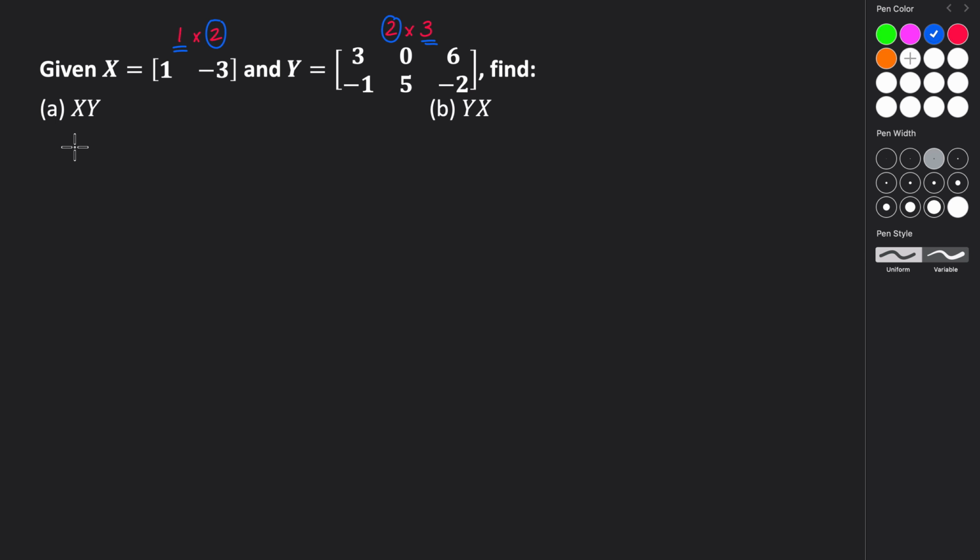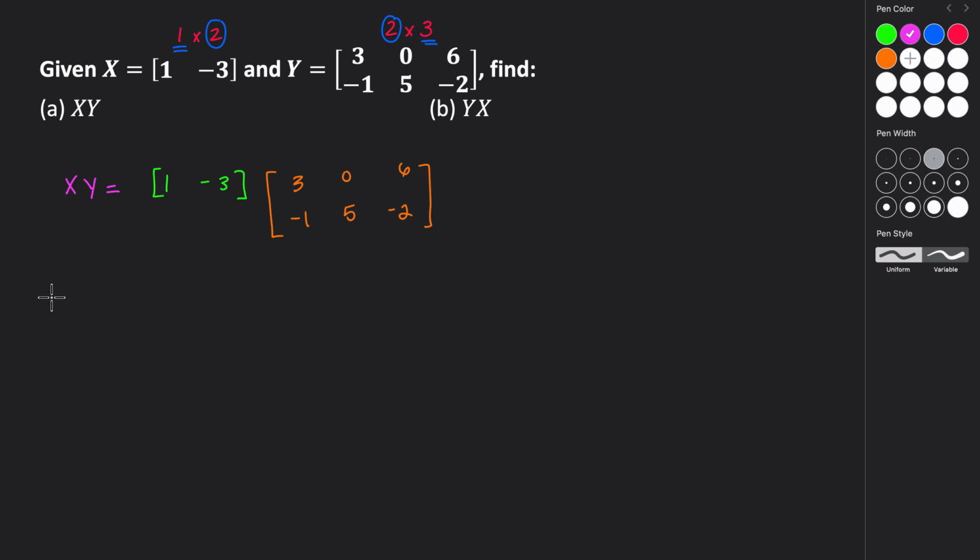So let's go ahead and do x times y. Our first matrix is 1, negative 3. This is x. And we're going to multiply it by the matrix y, which is 3, negative 1, 0, 5, and then 6, negative 2. To do this multiplication, we're going to take our first row and multiply it down the columns.